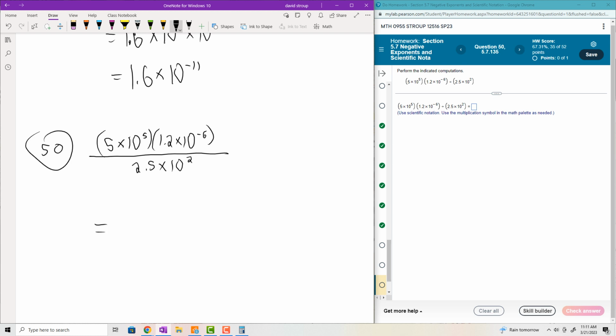Okay. From PEMDAS, you simplify parentheses first, but that also corresponds to fraction bars. So you simplify the numerator, and also simplify the denominator, and then you could simplify the overall fraction. So I'll simplify the numerator first. 5 times 1.2, I believe, is 6. And then times 10 to the 5 minus 6 is negative 1, all over 2.5 times 10 squared.